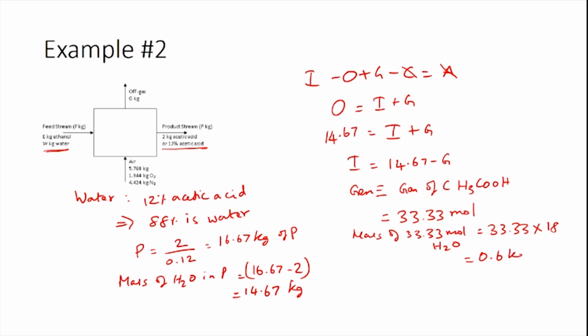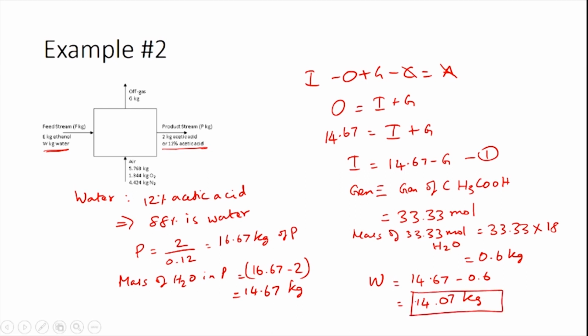0.6 kilograms. So, substituting it back into this equation, which is the balance equation for water, you get the mass of water which is fed, W, is equal to 14.67 minus 0.6, giving you 14.07 kilograms. So, we need to feed at least 14.07 kilograms of water to ensure that the product is diluted to have 12% acetic acid.